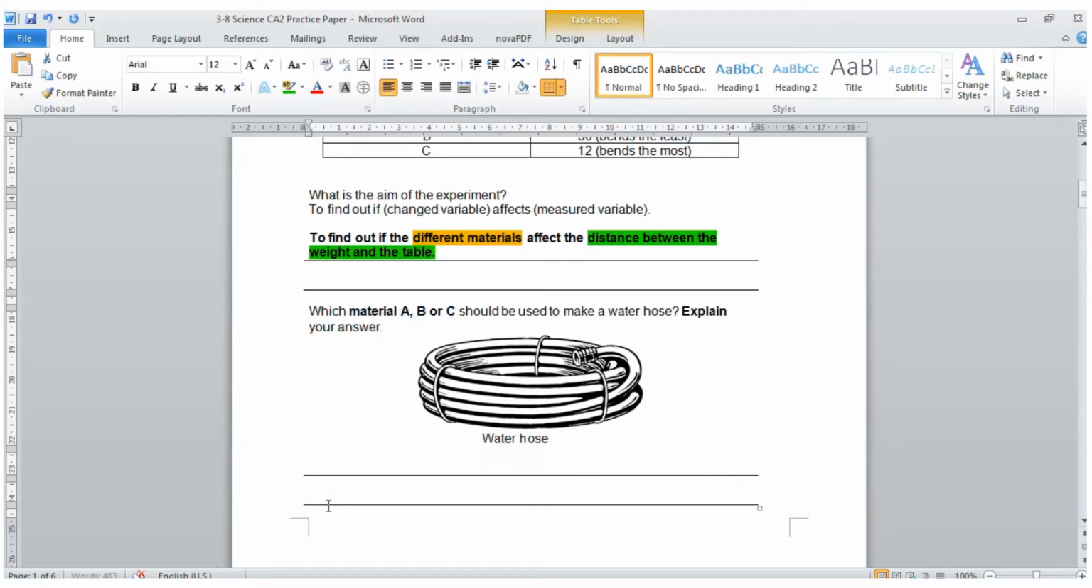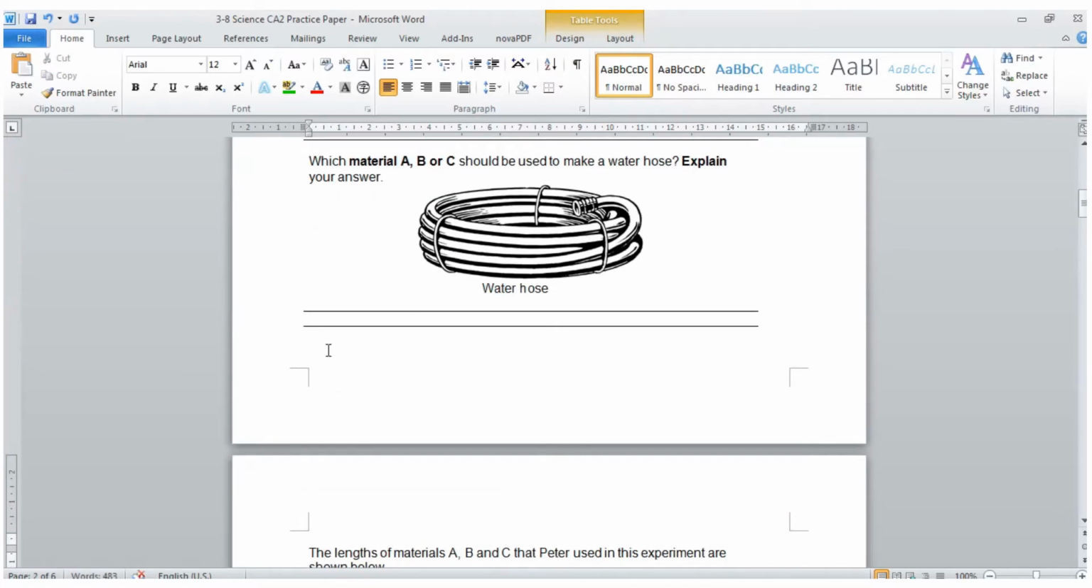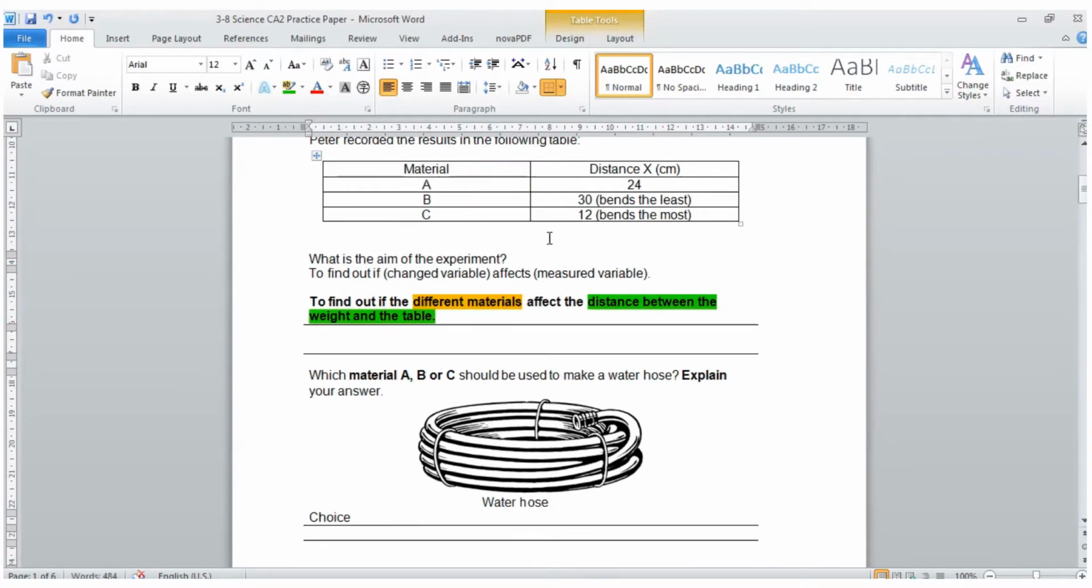Now, whenever you see questions like explain or give a reason why or something like that, it means that they are asking you to have your CECC. You remember that? Okay, so let's first take a look. The first C is choice. Correct? So you have to make a choice. Now, what choice would it be? Material A, B, or C? Definitely material C, because I want it to bend the most. Choice is material C. Okay?